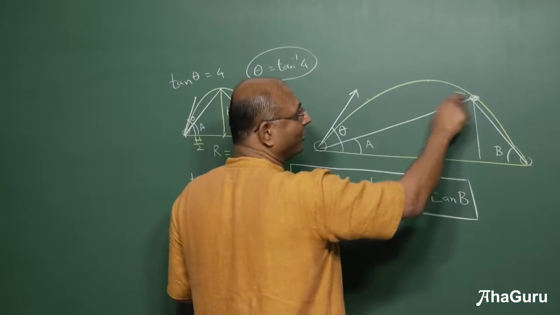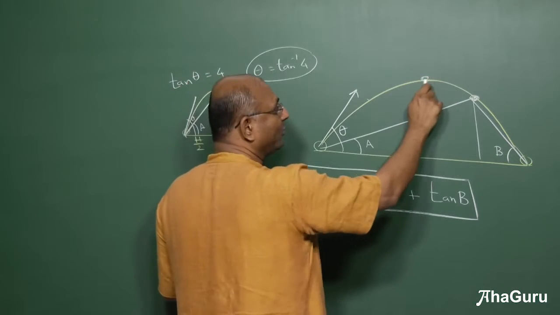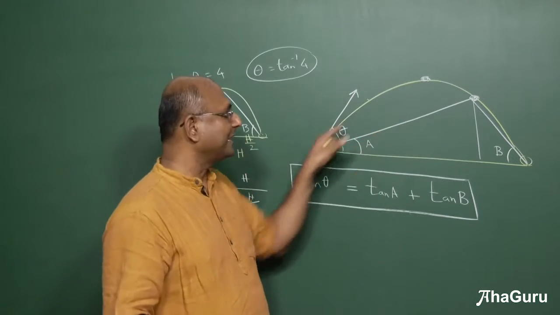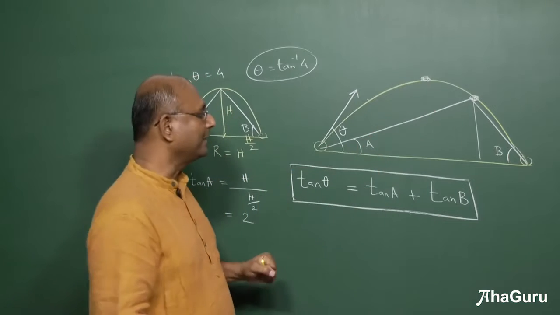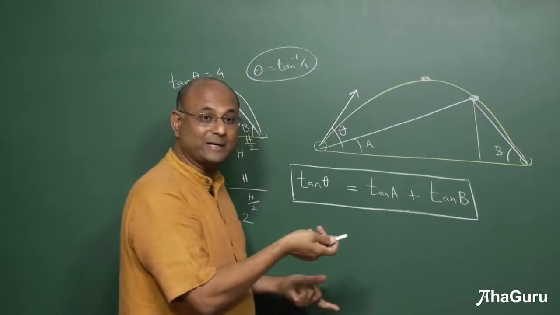Which means if I took this point, I can write tan theta is tan A plus tan B. If I took this point, tan A and tan B will both be equal. So 2 times tan of this angle will be tan theta. But I could also do this point and that point. I don't know what tan theta is.